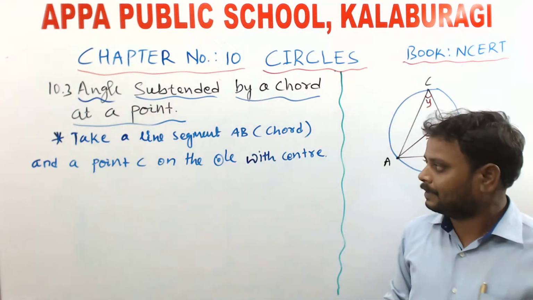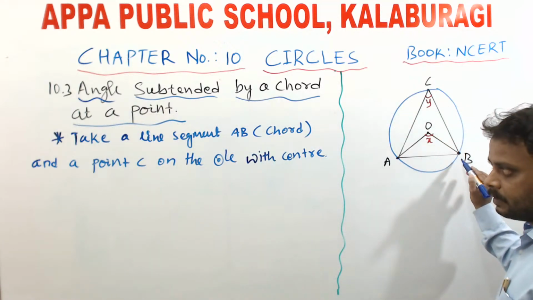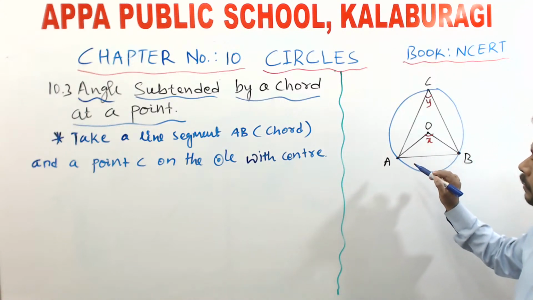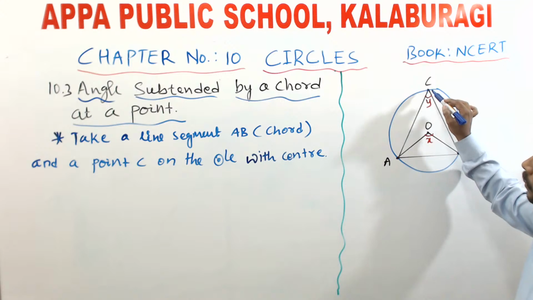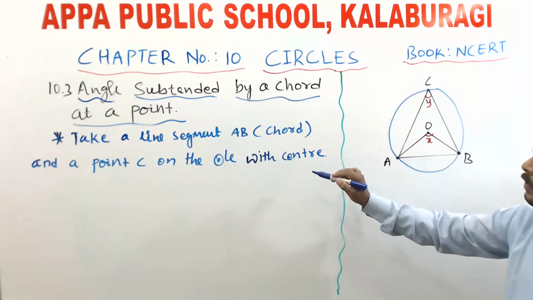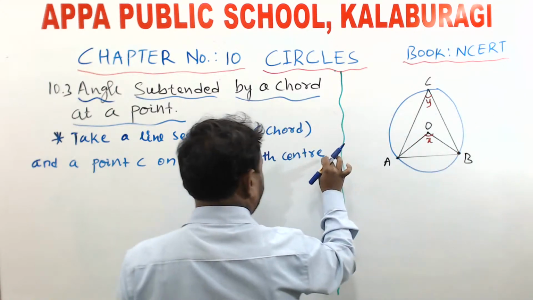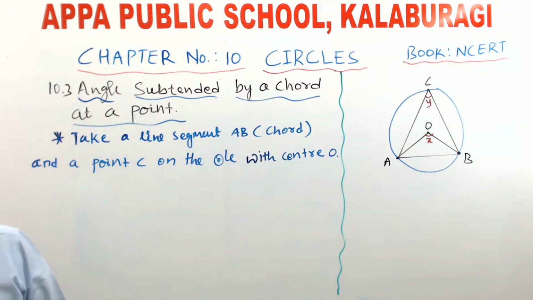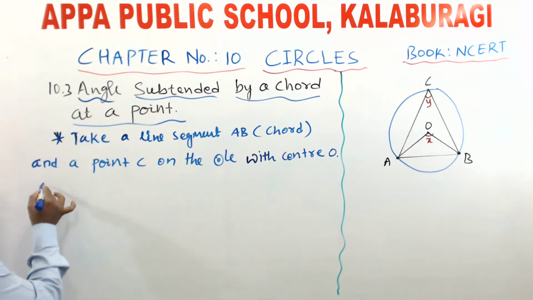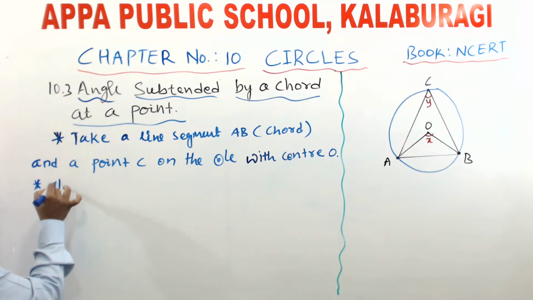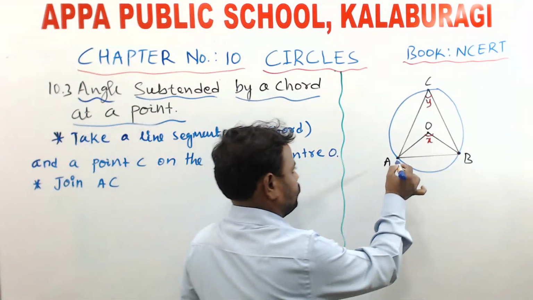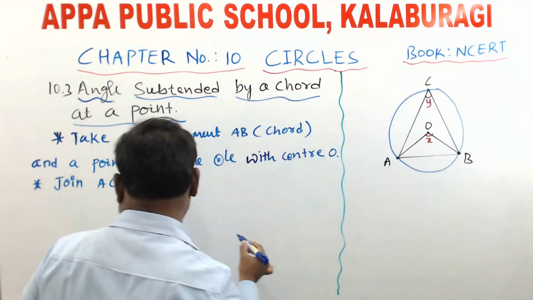So what did I write for the first one? Take a line segment AB. I already took line segment AB, and a point C on the circle with center O. The next point: join AC and BC. It is already joined, AC and BC.